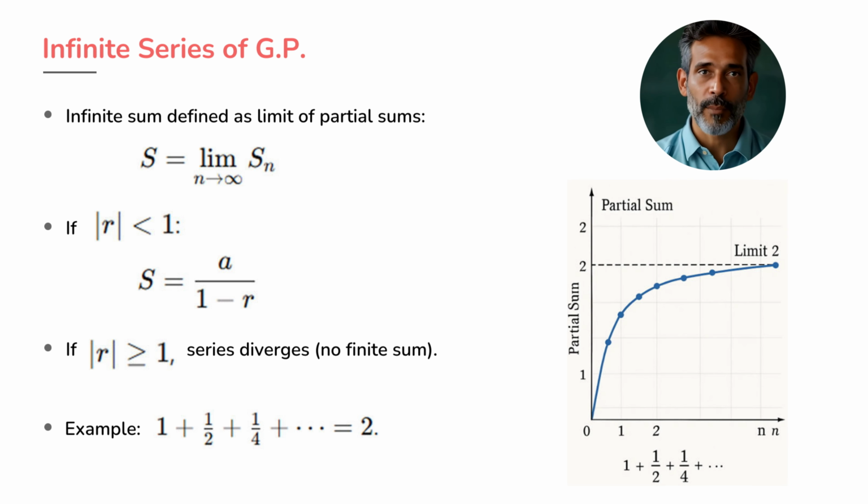Example, 1 plus 1 half plus 1 fourth plus 1/8 plus forever equals 2. Amazing, right? An infinite number of terms adds up to a finite value. But if the ratio's magnitude is 1 or more, the series diverges, meaning no finite sum. So infinite GP works only when the ratio is tame, not wild.